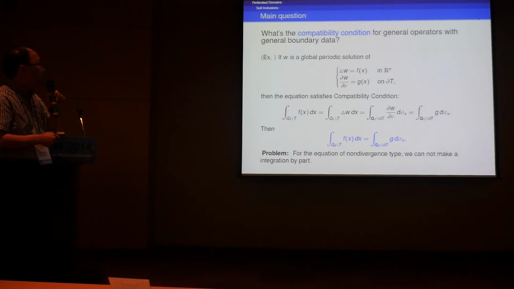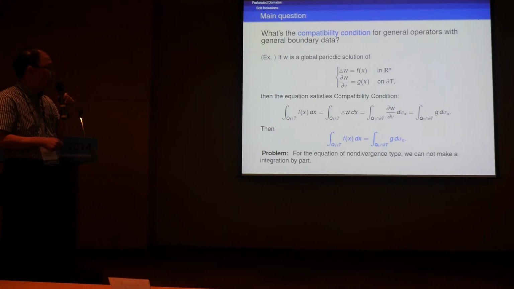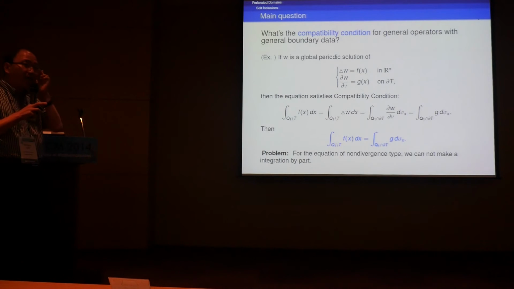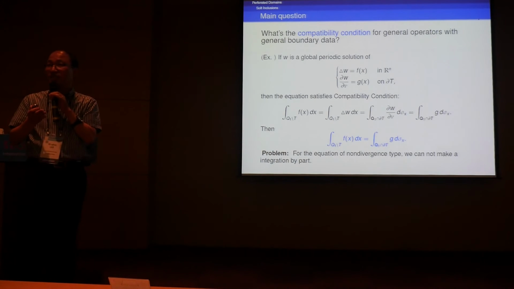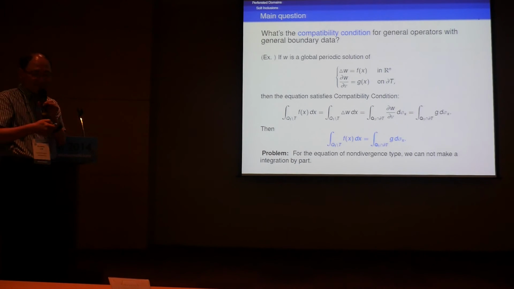Then for the general operator, what is the compatibility condition? Here, the most important thing is the integration by parts structure. But we don't have integration by parts. So I ask myself, why do we think about a compatibility condition anyway? In order to get a bounded periodic solution. So let's think about it reversely.